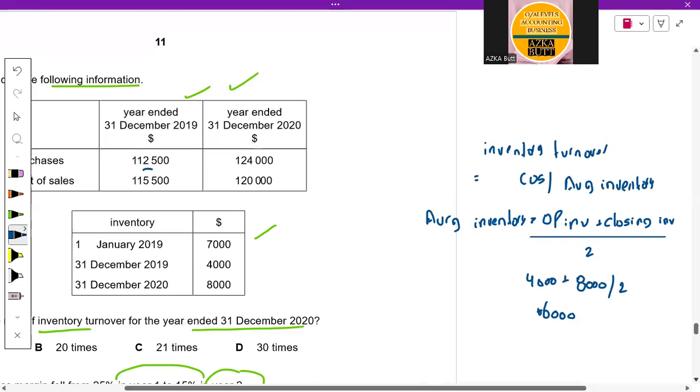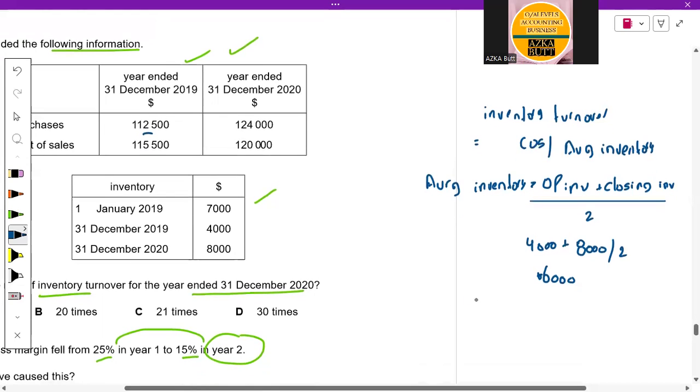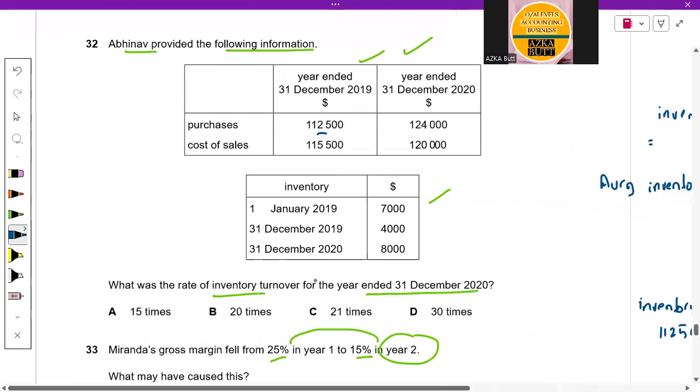So now let's find out the inventory turnover. 112,500 divided by 6,000 is equal to 18.75, or you can say approximately 19 or 20 times. So it means that B option is the right option.